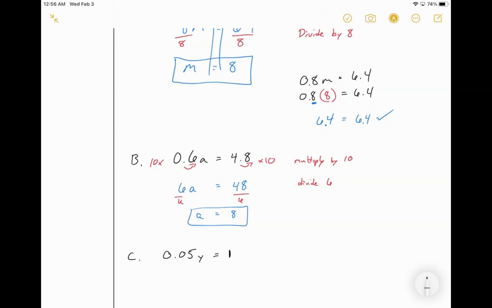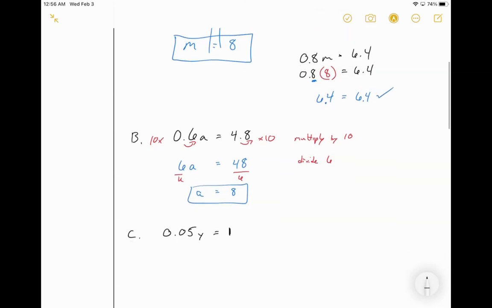Okay, this one's a little bit trickier, so we've got to think about it. In the first couple, we had to move the decimal just one place to get it out of the way, right? From 0.6 to 6. This time I have 0.05. So I have to move the decimal once, twice, 2 places, which means I'm not multiplying by 10. I'm actually multiplying by 100.